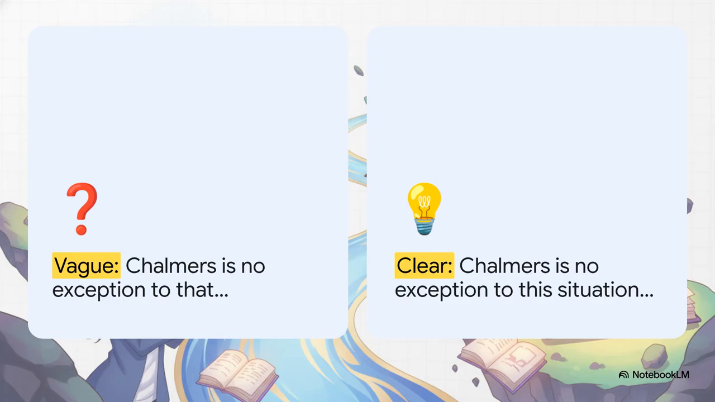To fix it, simply pair your back-referencing pronouns with a summary word. Look at the clear approach here. Chalmers is no exception to this situation. See? By simply adding a summary word like situation or maybe trend or problem, you achieve total clarity and you keep your reader moving right along.